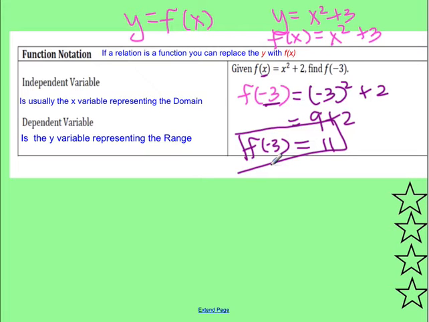One thing I want to point out to go along with this is, who's my x value? I plugged in -3. And I got out 11. So it's really an ordered pair, -3, 11. And this is my independent variable. This is my dependent.